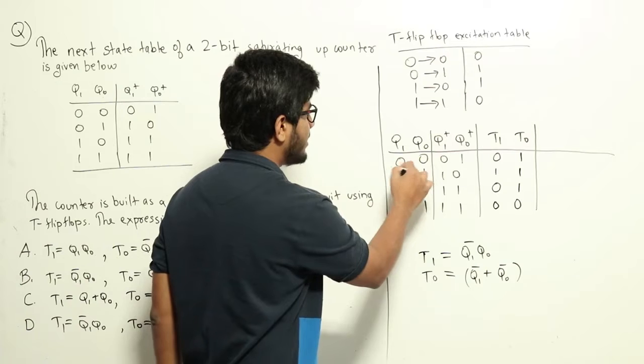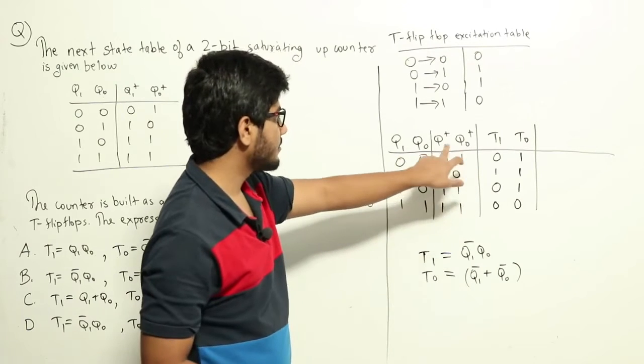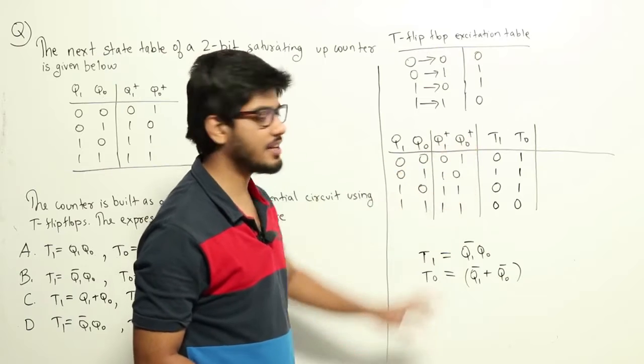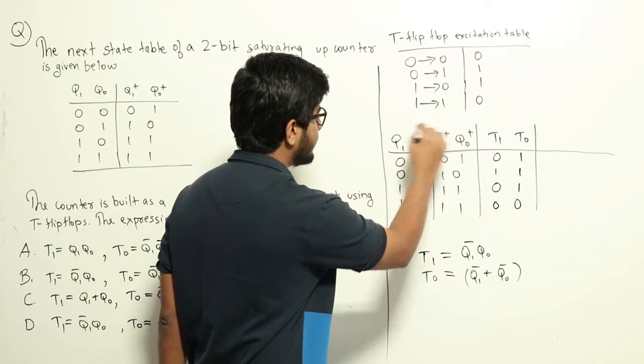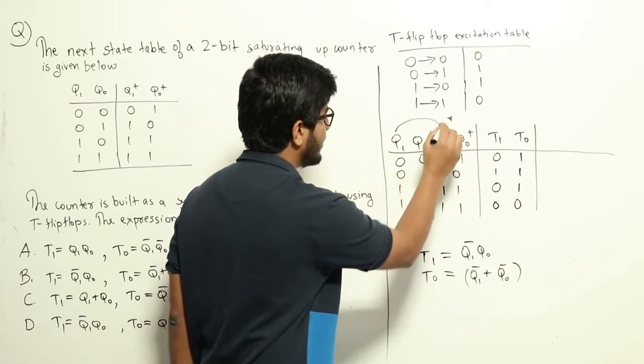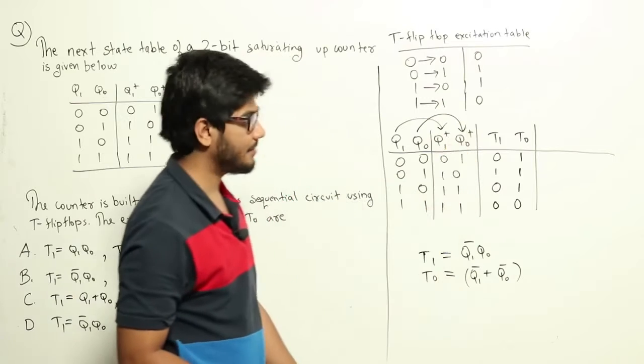Now let's look at the table given in the question. Q1, Q0, when it is 0, 0, it goes to the 0, 1 state. Q1 plus, Q0 plus is the next state. Okay. So Q1 is changing from here to this part, and Q0 is changing from here to this part.